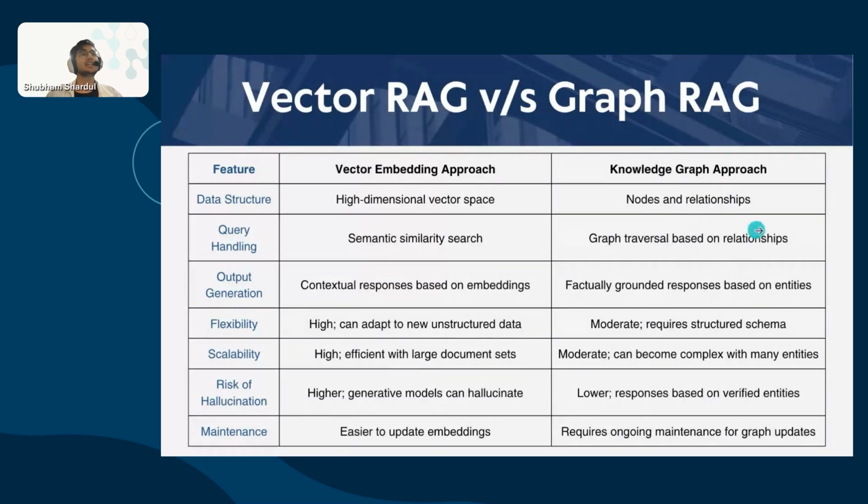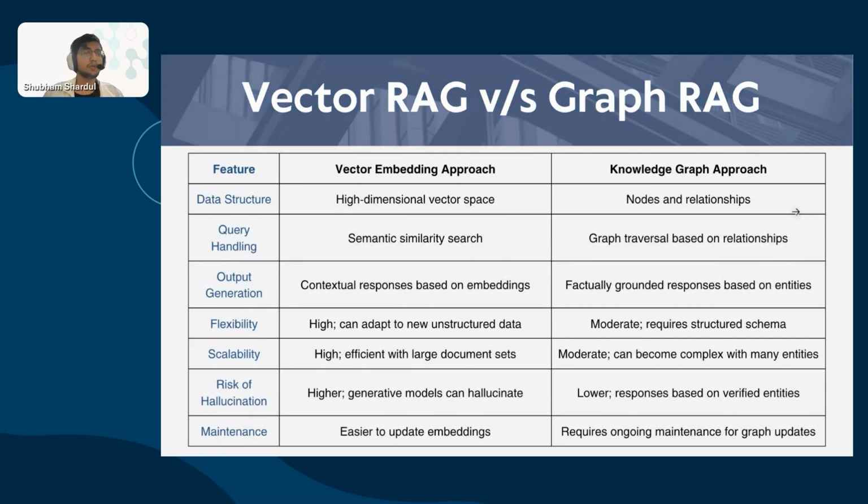As you can see, there are other points where vector RAG is ahead, but the main point that we look for while implementing RAG in a production environment is that the risk of hallucination has to be very low, and it has to provide its response based on the facts that you have provided in its external data source. So that's why we are preferring the knowledge graph approach.